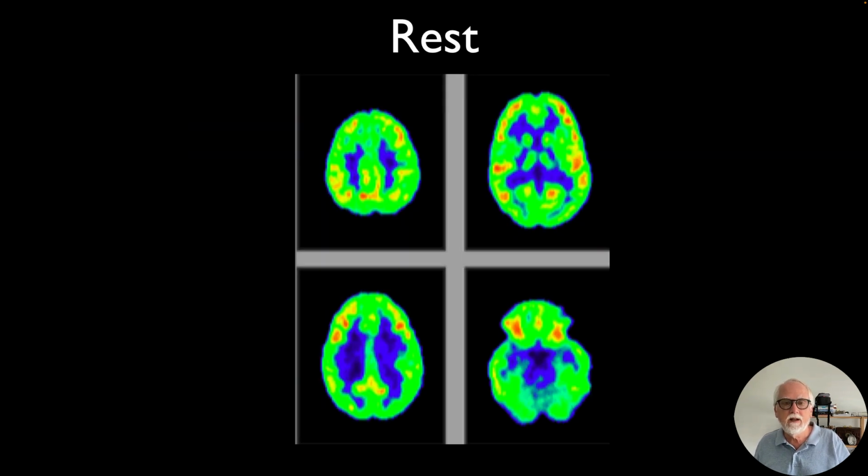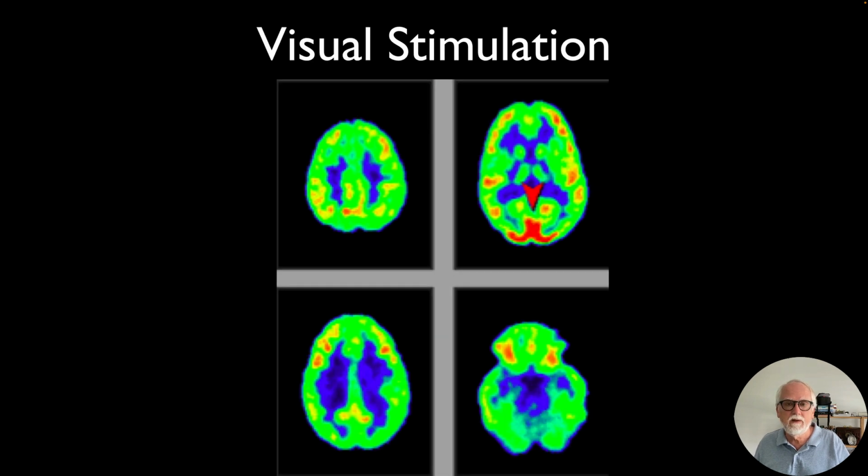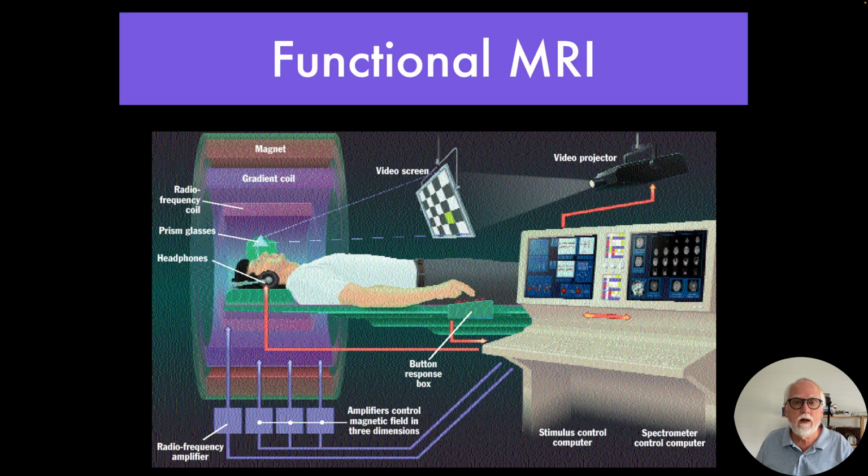So you can see here are some PET images of a person at rest. Here's where they're being presented visual stimuli, and you can see near the back there in the occipital lobe, it's more active. There's more of the radioisotope being put there. So as you can imagine, PET scans are kind of expensive. They're very difficult. They do allow us to do certain kinds of things that you couldn't do, for instance, with an MRI. But the more common thing these days is to use a functional MRI.